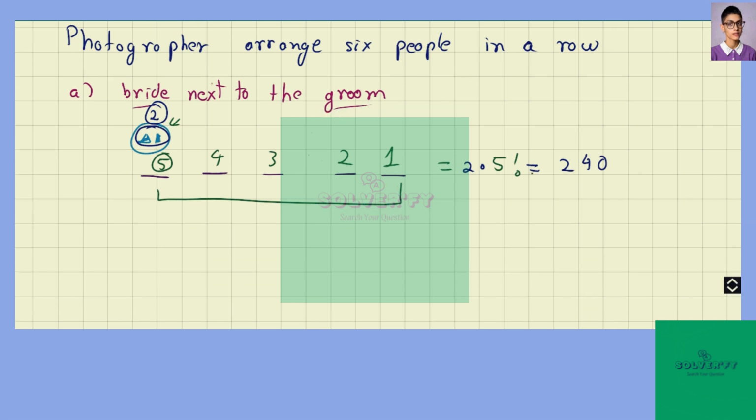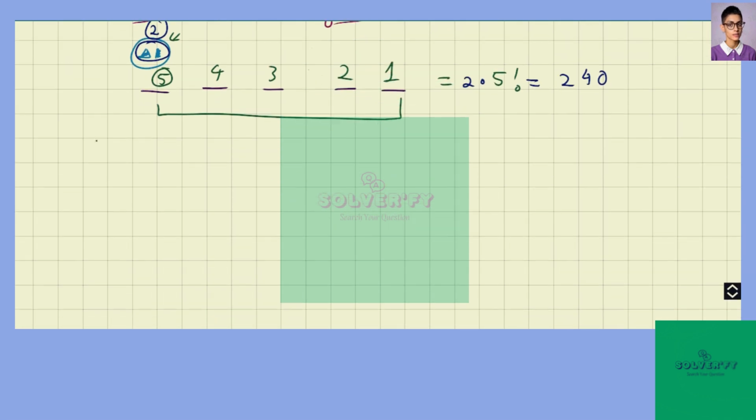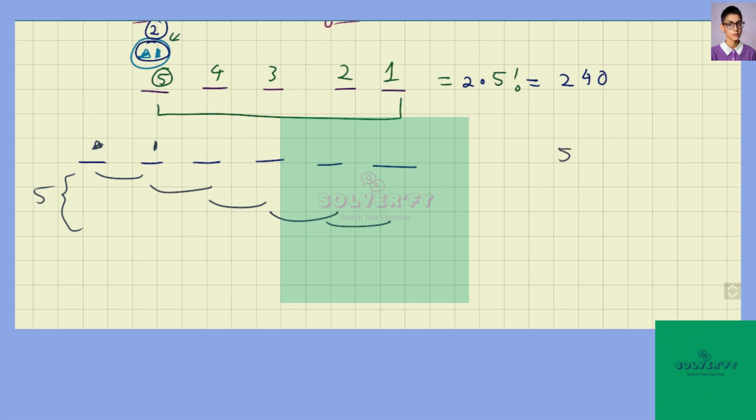You can think of this in a different way. Let's suppose that you have here the 6 positions, 1, 2, 3, 4, 5, 6, in a row. So the bride and the groom are going to be in these 2 places, or in these 2 places, or in these 2 places, or here, or here, and you can count this. So the possible ways to arrange them are 5, right?